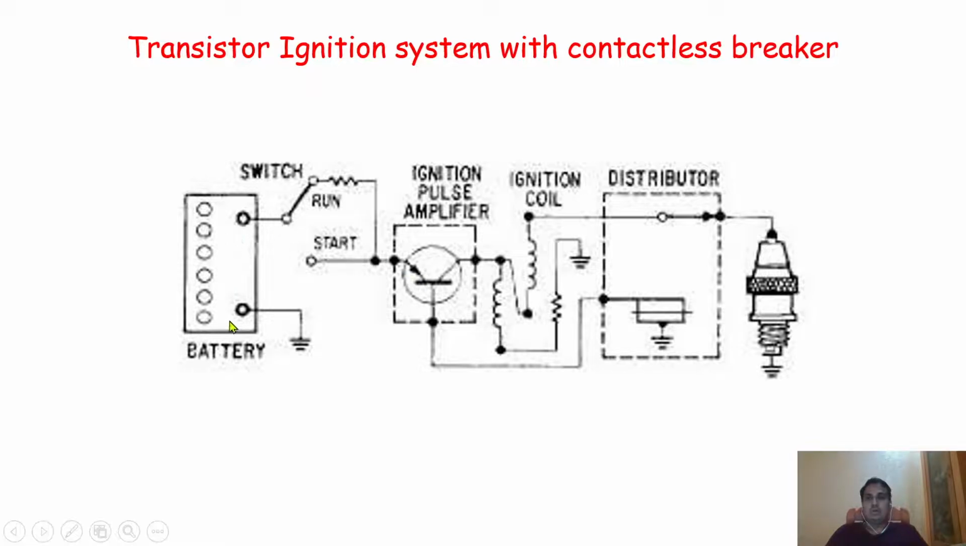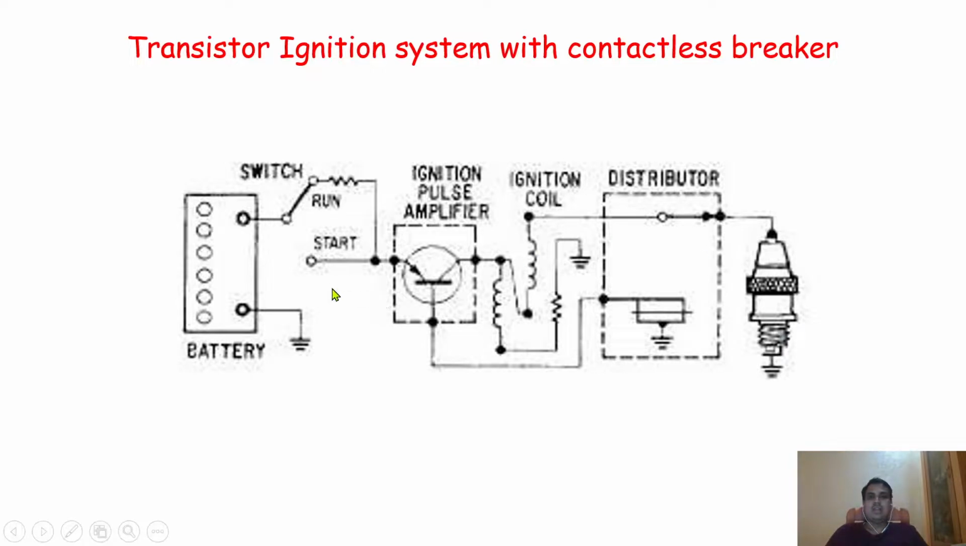So here is the battery, and one end of the battery is connected to the switch, and through the switch it is connected to this transistor system. From the transistor it is connected to the winding. One is a primary winding and another one is a secondary winding. Here is what is called the ignition coil, and from the secondary winding it is connected to the distributor, and through the distributor it is connected to the spark plug. Here is one example of a single cylinder engine. That's why only a single spark plug is present over here.